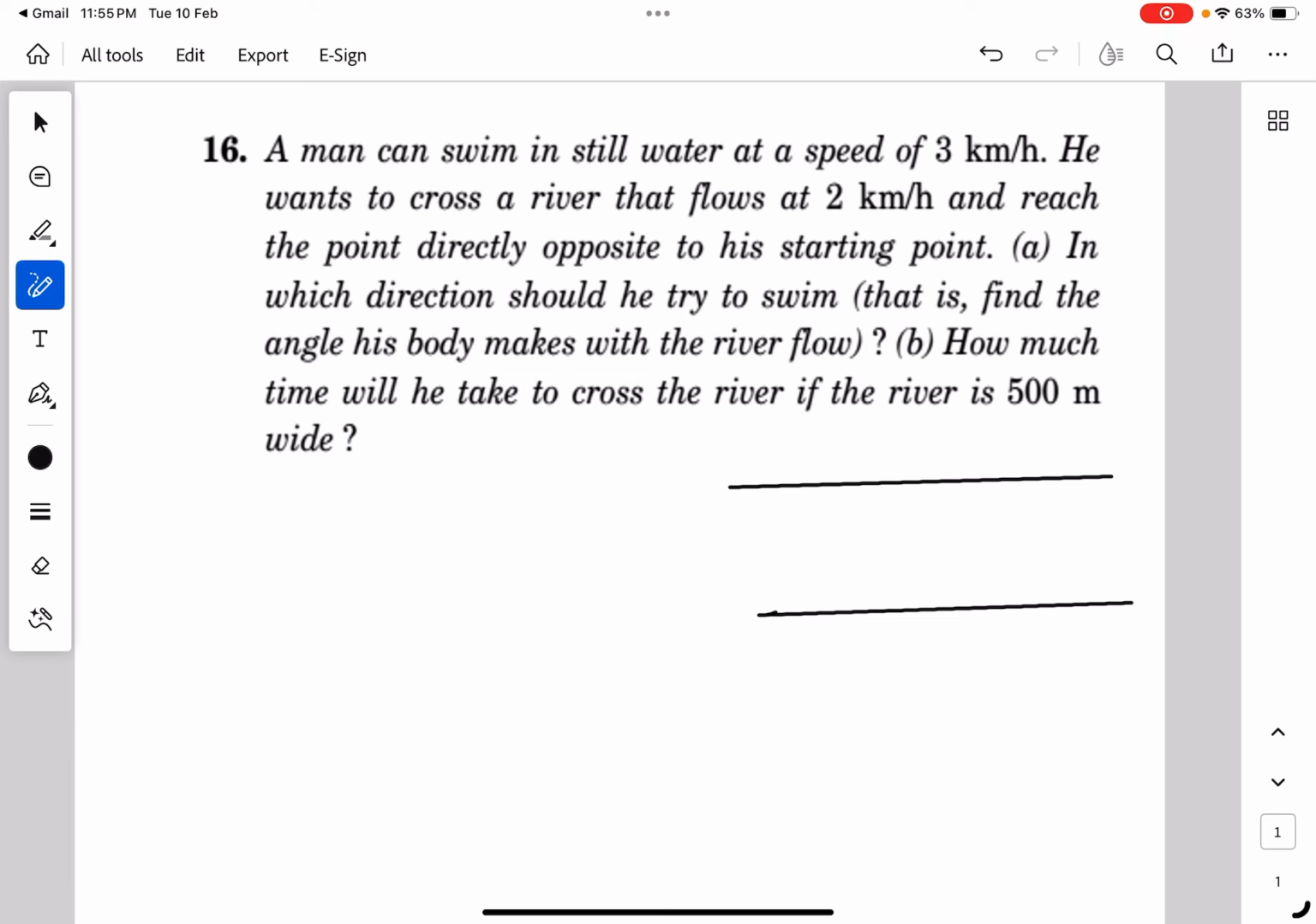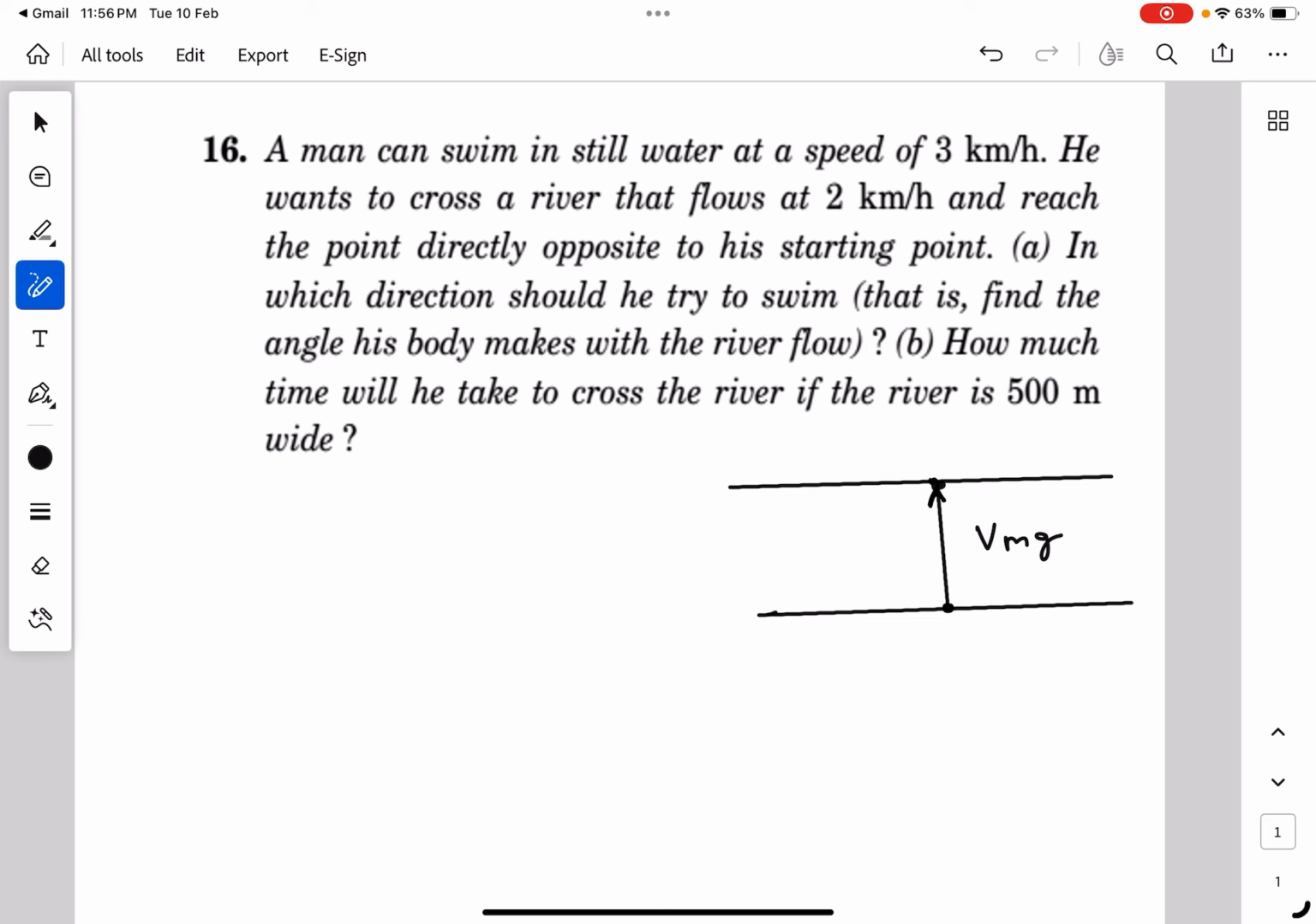Let us say this person is somewhere here and he wants to cross the river and reach a point just opposite to him. Let us join these 2 points. In the vector form, we can call this vector as velocity of man with respect to ground.